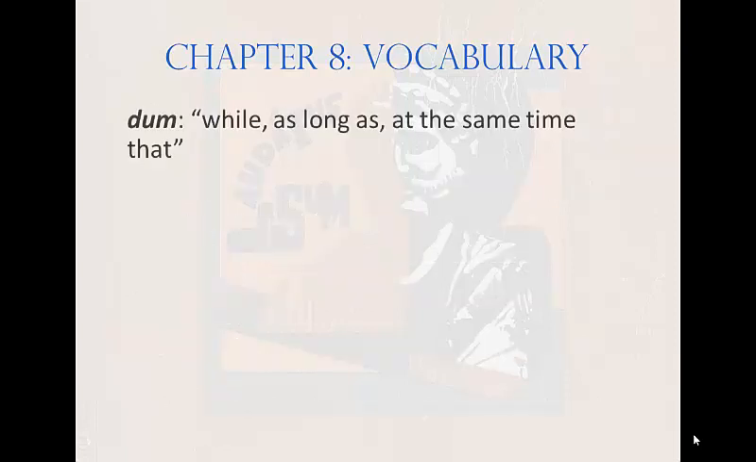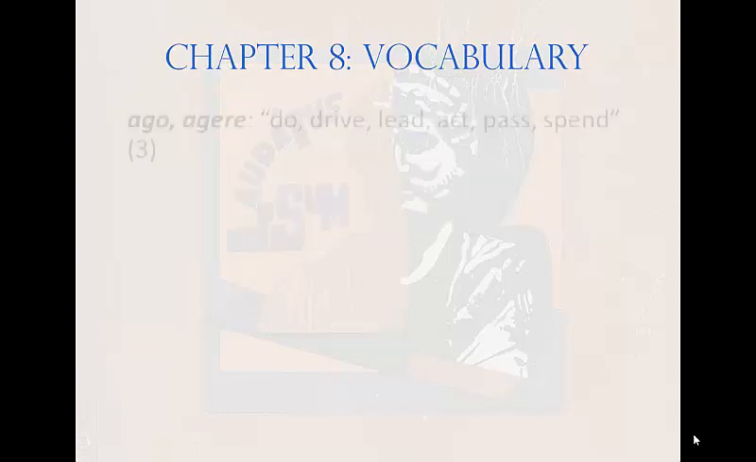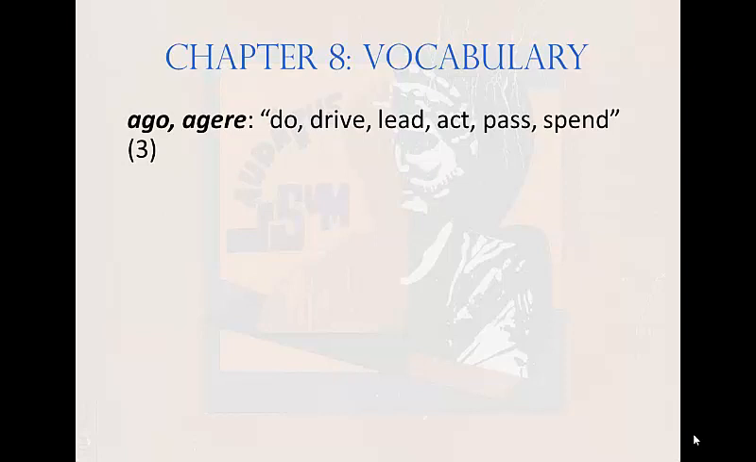Next word. Dum. Not dumb, unless you forget that it means while, in which case it is dumb. Dum is a conjunction that introduces a clause. A clause is a little sub-sentence within a larger sentence. We'll talk about clauses more later, a lot more later. Dum is a conjunction signaling that 2 things are happening at once.